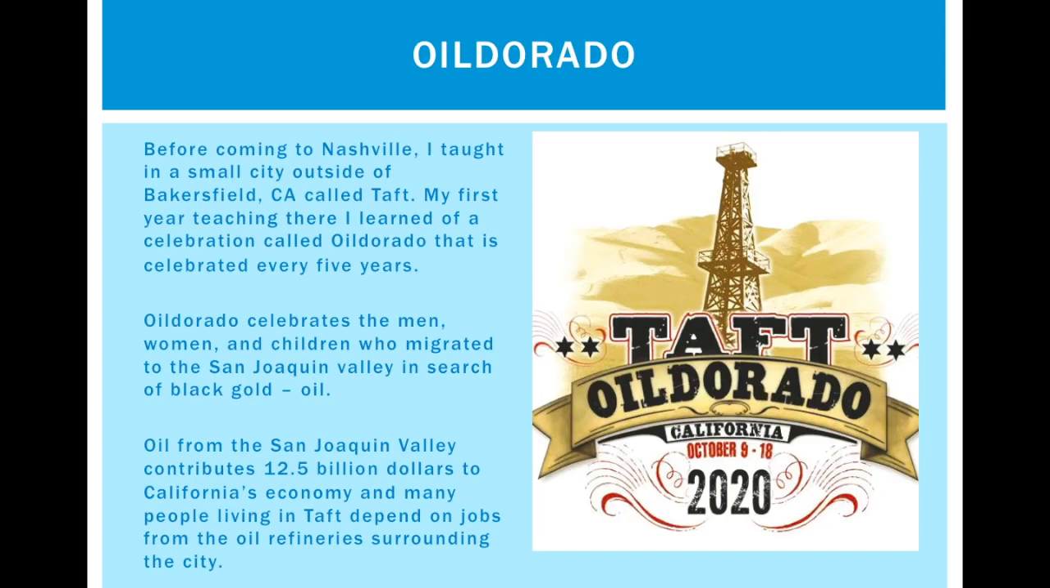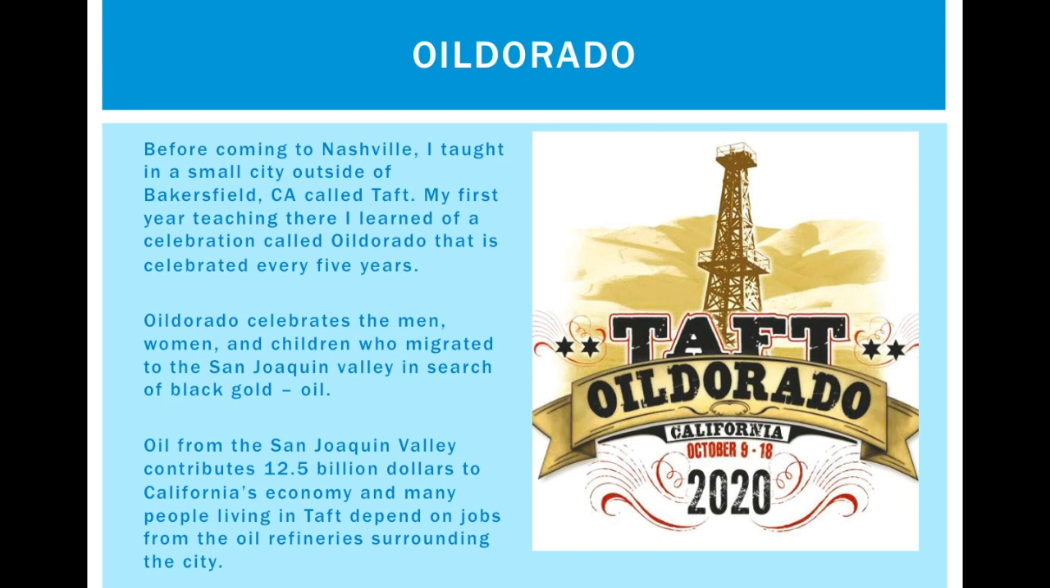Before coming to Nashville, I taught in a small city outside of Bakersfield, California called Taft. My first year teaching there was an OILDORADO year. OILDORADO is only celebrated every 5 years, so it was very special. The oil rig right here is a big symbol that you see around Kern County, and it is something that we use to decorate a lot around our restaurants, homes, etc.